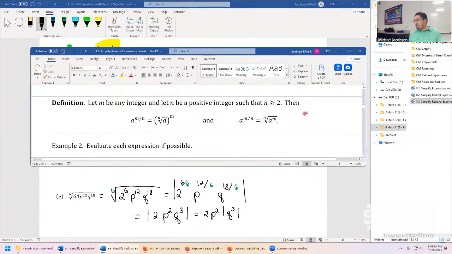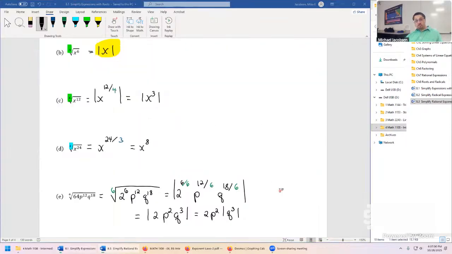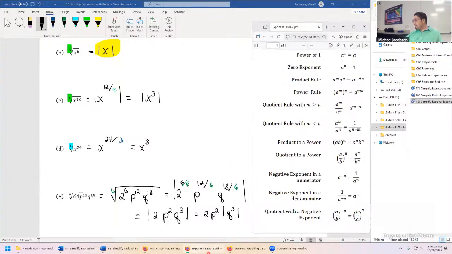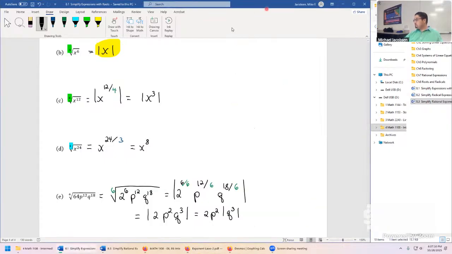So that's the major thing that we're going to be connecting with when it comes to square roots, cube roots, fourth roots, and so on. We can write them as fractions at the same time. That means the exponent laws are back on the table for us. We'll be practicing them some more when we get into section 8.3 fully. Other questions at the moment?